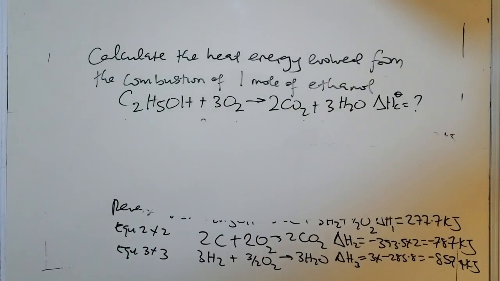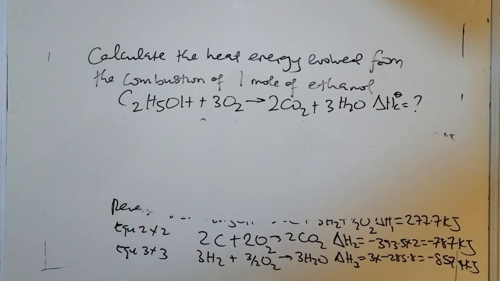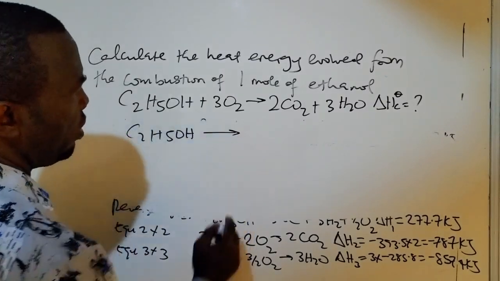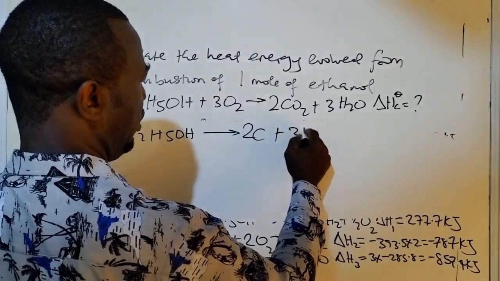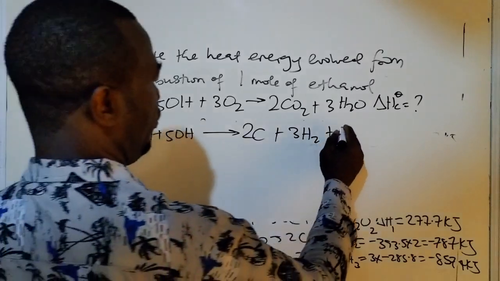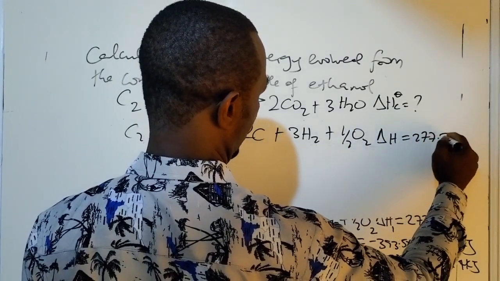The first one I have C2H5OH, giving me 2C plus 3H2 plus half oxygen, and the enthalpy is 277. After reversing it, the sign changes to positive.